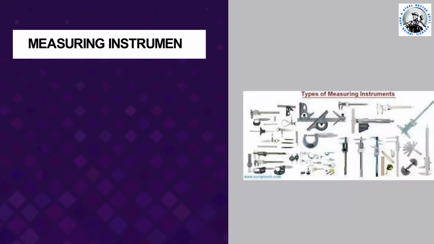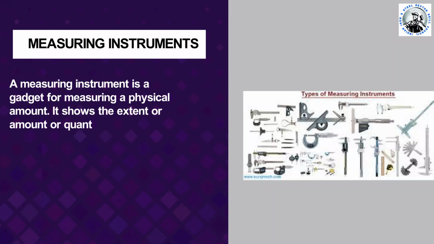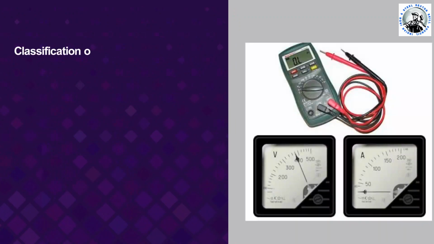Measuring instruments. A measuring instrument is a gadget for measuring a physical amount. It shows the extent or amount or quantity or degree of something. Classification of measuring instruments.